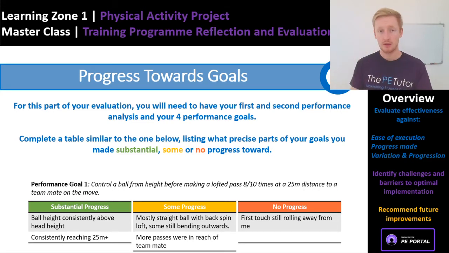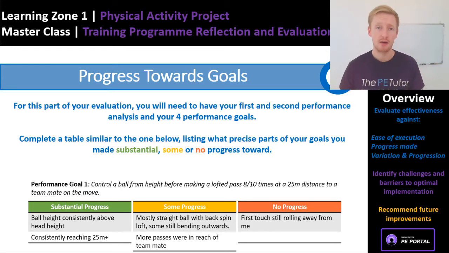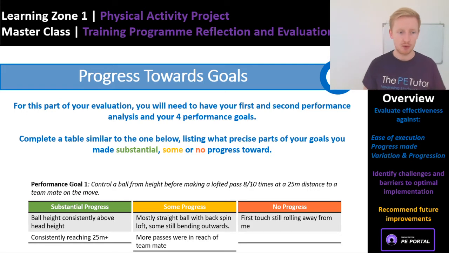If it didn't, then obviously there was something wrong with the training program. So you now need to go in with a critical eye and say, well, what parts didn't work? What parts would I change if I were to do it again? So that's what we're setting ourselves up for here.